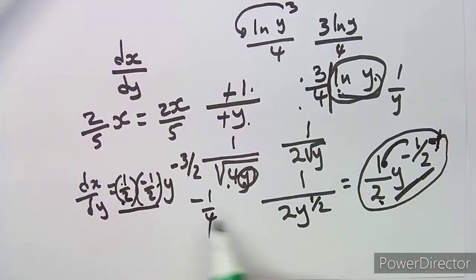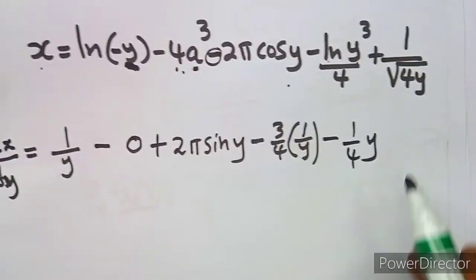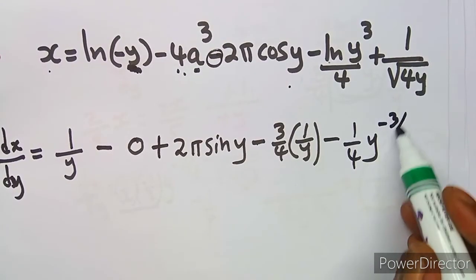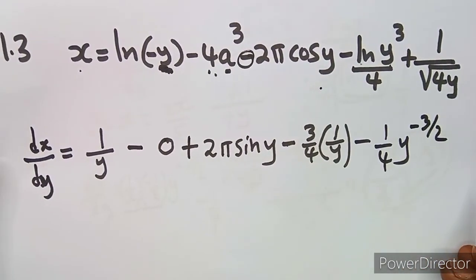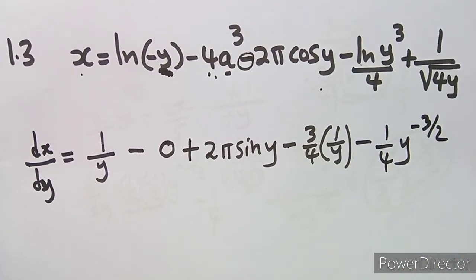So you're going to obtain minus 1 over 4 y to the exponent of what? Minus 3 over 2, like this. But as you can see, guys, it's just 1 mark for each part. So actually there is no need for you to simplify further. You can just leave your answer like this because it's just a mark for that. So that is what you had to do on this question.